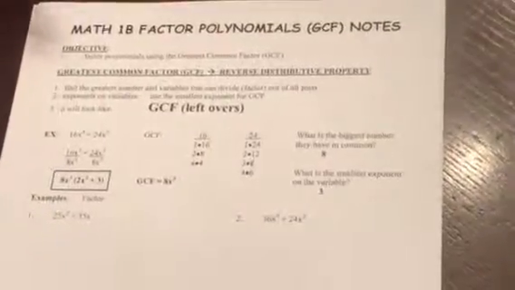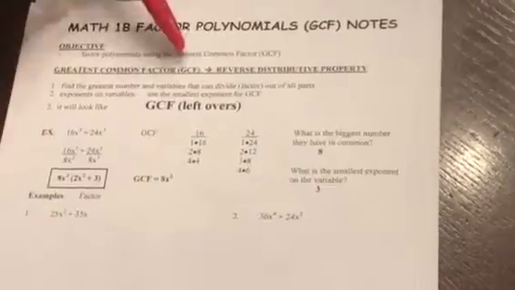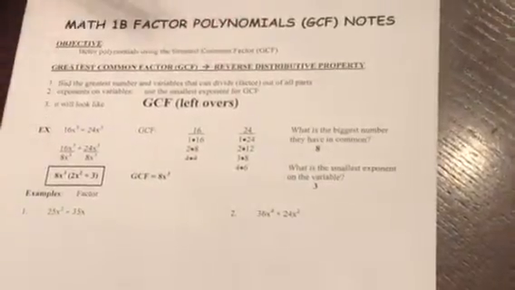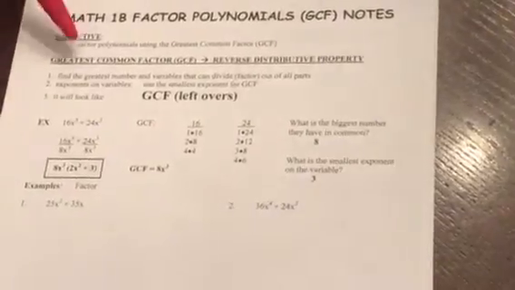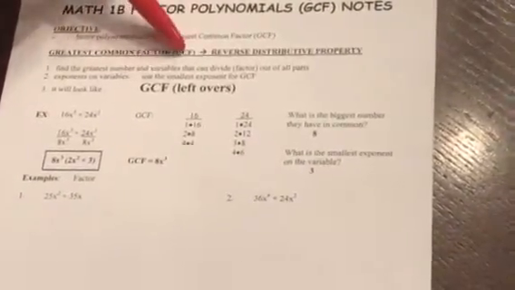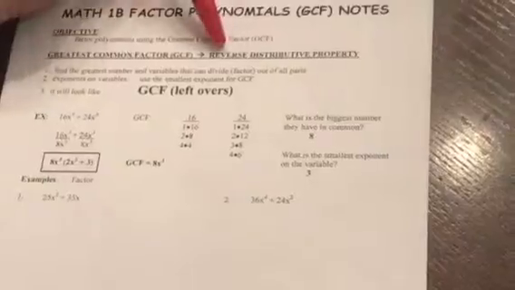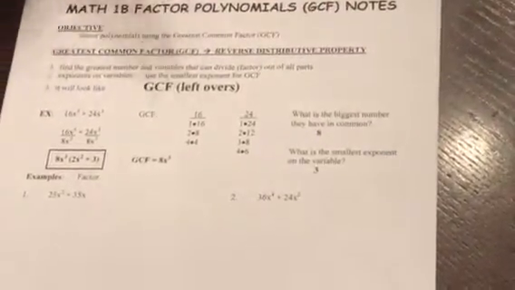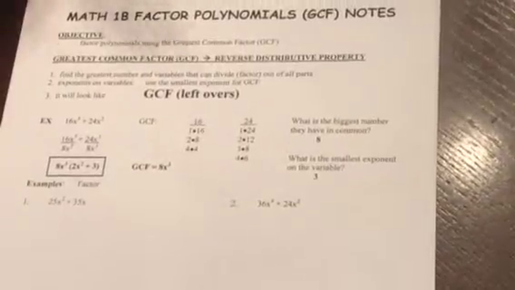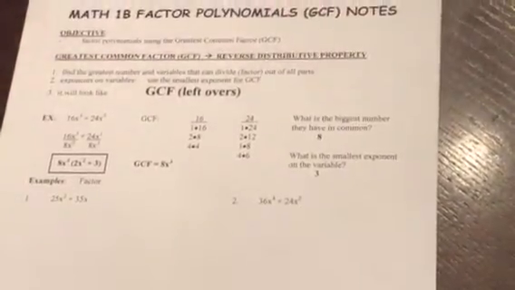Today we're going to learn how to factor polynomials using the greatest common factor, which I'm going to call GCF. The greatest common factor, or GCF, is also known as the reverse distributive property. We create a problem that looks like a distributive property problem.